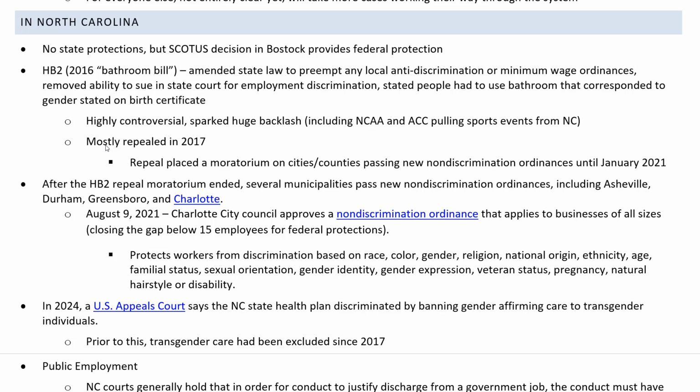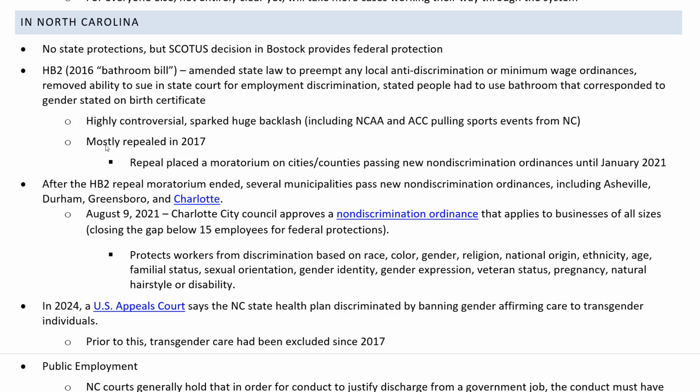In North Carolina specifically, we'll talk about some history. Now, North Carolina doesn't have any specific protections for homosexuality or for transgender people or anything like that. So we're mostly following those federal protections that I've already outlined. Most of this North Carolina section, I'm talking about some history of how we've dealt with it in our state. Like I said, there's no state protections, but the SCOTUS decision in Bostock does provide that federal protection.